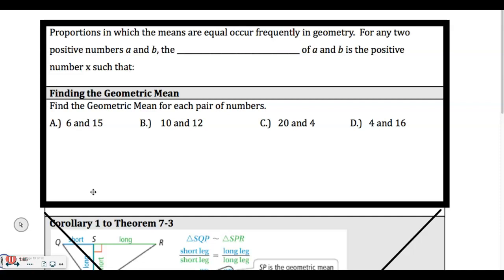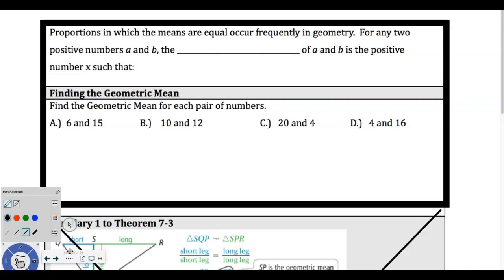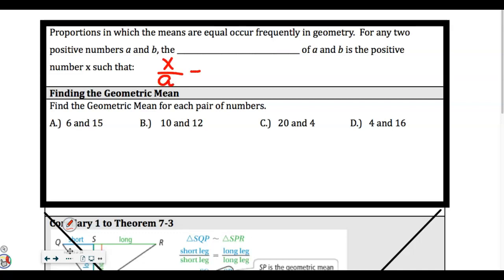So the first thing we're going to do here is have a vocabulary word. We'll get that on a note card at some point, probably not today, because I think tomorrow's day is easy compared to today, so we'll have time tomorrow. But it says, proportions in which the means are equal occur frequently in geometry. And I told you I didn't really care about means and extremes, but I want you to write this on the top. X over A equals B over X. Go ahead and write that down. And consider the A and the B the numbers, and X is the variable.